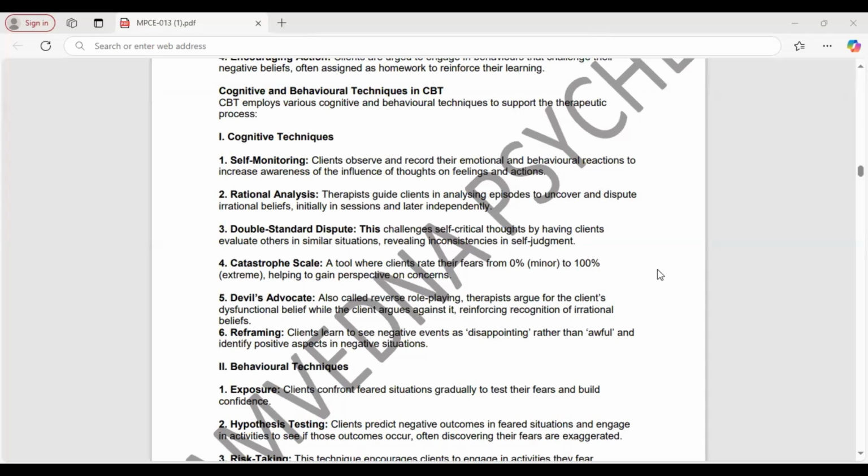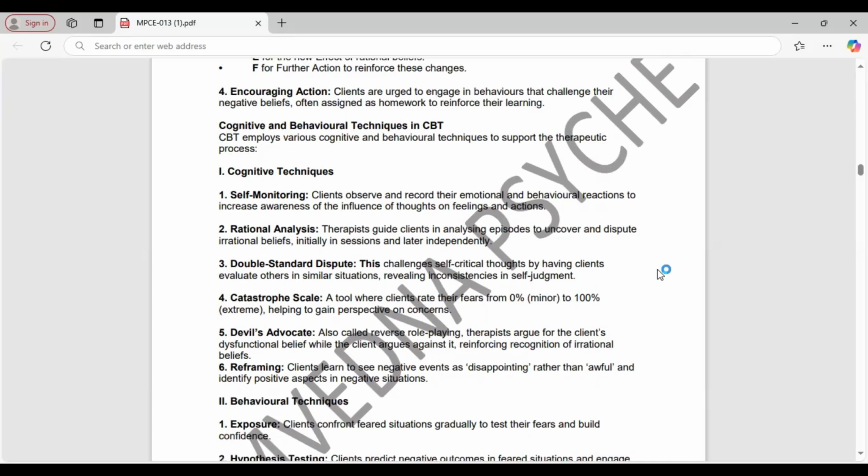Catastrophe scale, this tool helps clients rate their fears from 0% to 100%, diminishing catastrophic thinking by comparing fears with less severe events. Devil's advocate, therapists argue for the client's irrational beliefs, allowing clients to critically evaluate and counter these beliefs. And the last one is reframing, where clients learn to view negative experiences from a different perspective, altering language to reduce the intensity of the emotional responses.